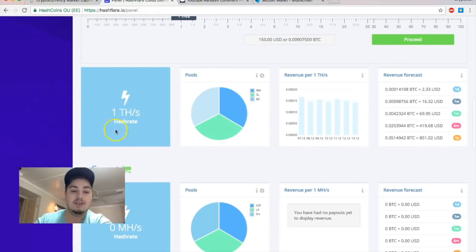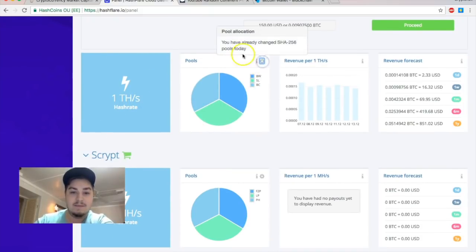Coming down here, this is showing how much terahash I have in my hash mining contract, 1 terahash per second. This is the different mining pools. You can only update it once per day. I was experimenting with it, doing some research. What I'm doing is 50-50 on Slush and 50-50 on Bitcoin China mining. So I took out BW mining because it's been less profitable. So hopefully my profits will increase with a straight 50-50, the BC and SL.